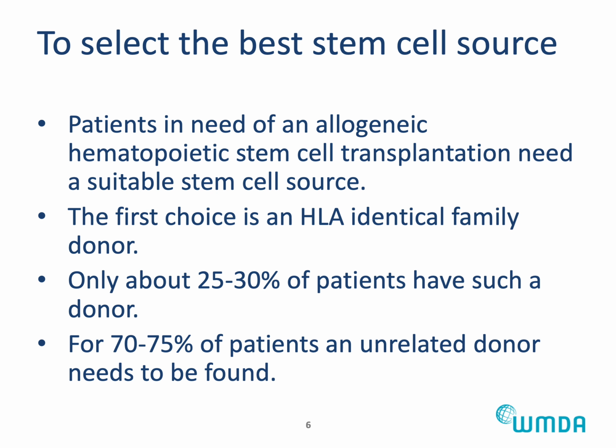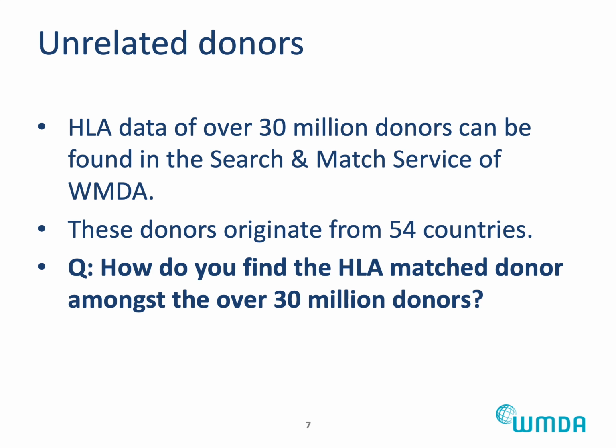For patients in need of an allogeneic hematopoietic stem cell transplantation, the first choice is an HLA identical family donor. But only about 25 to 30% of the patients have such an HLA identical donor. And this means that for over 70% of the patients, an unrelated donor is needed. There are over 30 million donors in the Search and Match and Connect service of the WMDA. And these are donors from 54 countries.